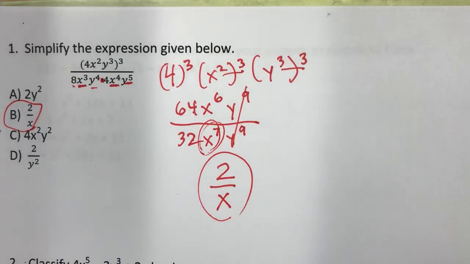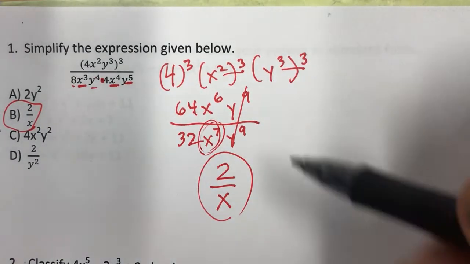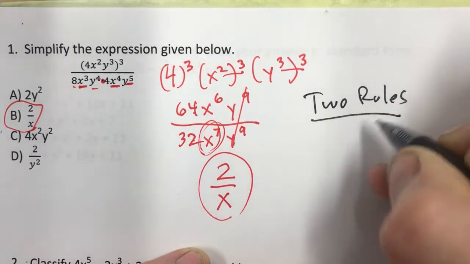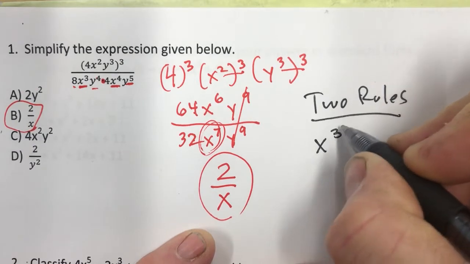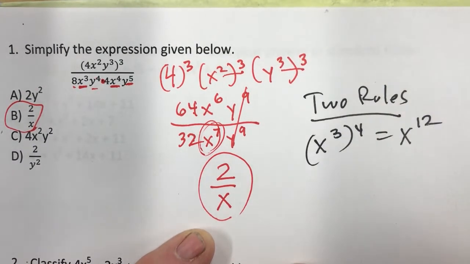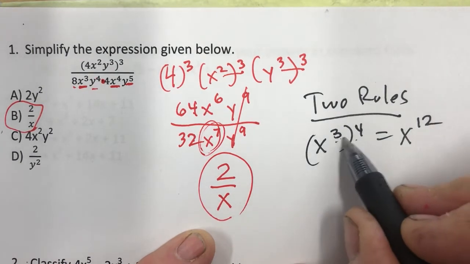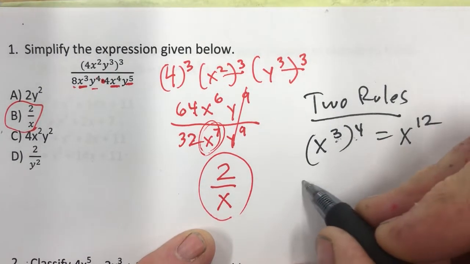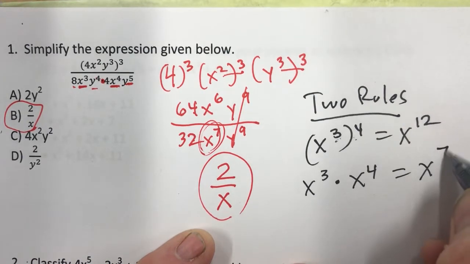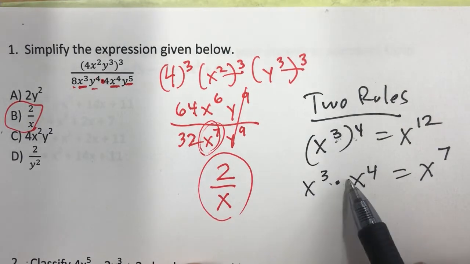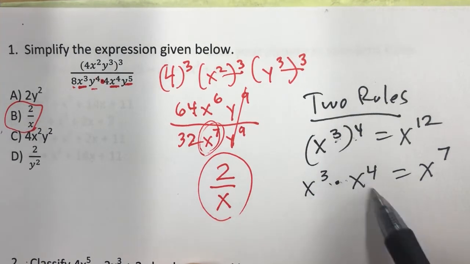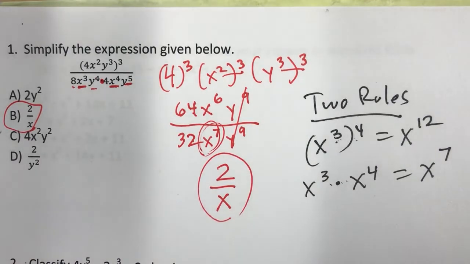Okay. Two rules that you have to know. X to the third to the fourth power is x to the 12. Okay? When you have a power of a power, you multiply those. Now, if you have x to the third times x to the fourth, this is x to the 7. This is a product of powers. All right, so these are the two main rules that you have to know to do this kind of problem.